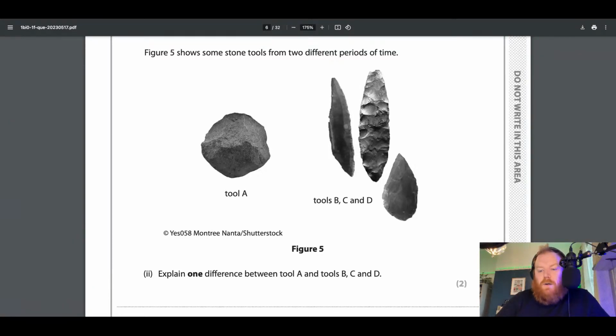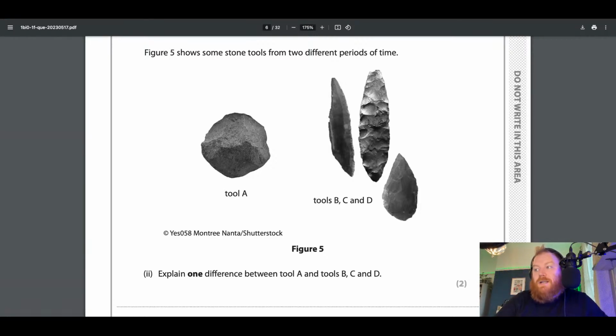We've got the command word first of all: explain. The command word explain wants a why. Why are you giving that answer? It's not asking you to describe, it's not asking for a what. When we break these kinds of questions down and think about what the question is asking us, your marks will instantly increase.